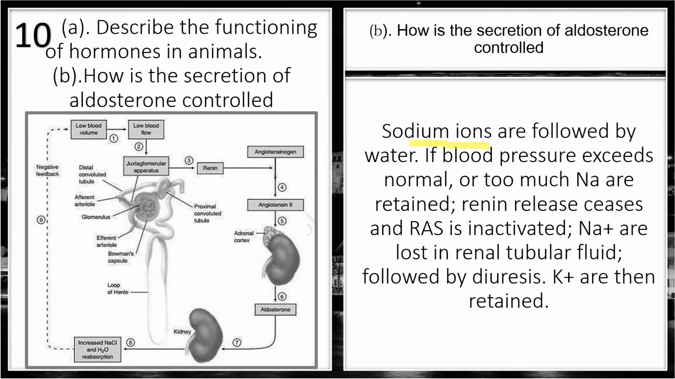Sodium ions are followed by water. If the blood pressure exceeds normal, too much sodium is retained. Renin release ceases and RAS is inactivated. Sodium ions are lost in the renal tubular fluid, followed by diuresis. Potassium ions are then retained.